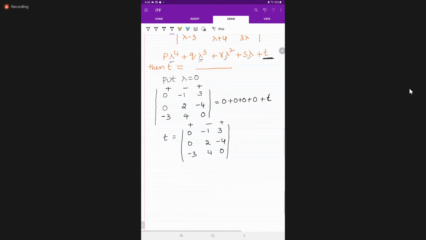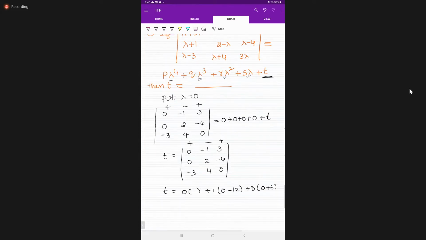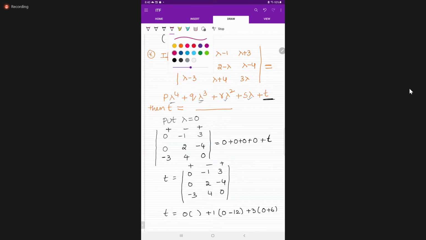How much you got, students? 0 into anything is 0, plus 1 into 0, plus minus 12, plus 24. 3 into 0, plus 6. 24. How much, Ram? 24. One minute, students, listen. In the second row, what is this answer? If you put lambda is 1, 0. Like that you are all telling, 24, right?